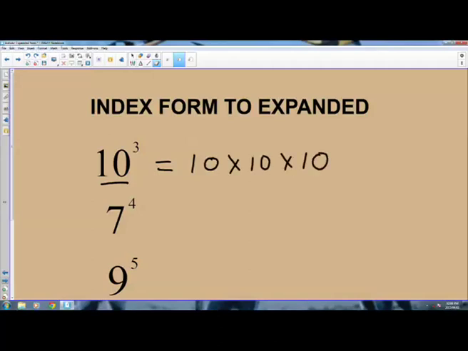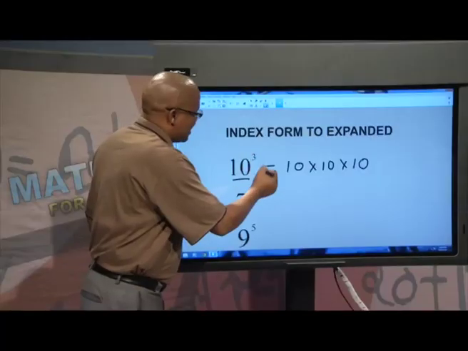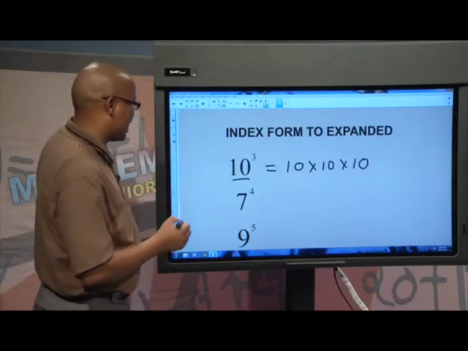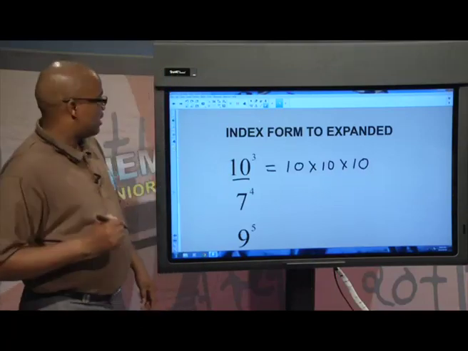It says multiply 10 3 times. You need to be very careful here. You are not multiplying 10 by 3, but you are multiplying 10 3 times. So it's 10 times 10 times 10. Usually the mistake that you make, you'll multiply 10 times 3, but that's not how it's supposed to be. This is simply saying multiply 10 3 times. So it's 10 times 10 times 10, 3 times. And please keep that in mind.